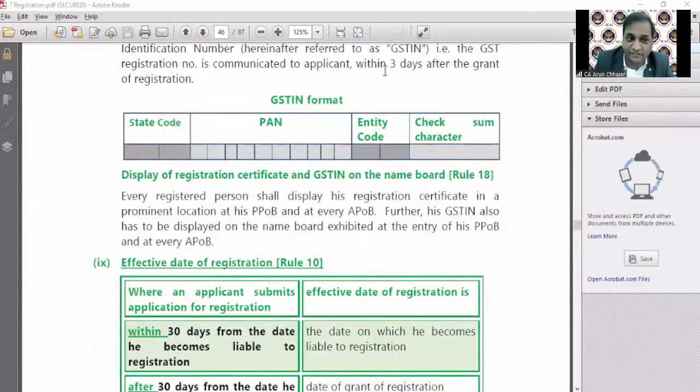The GST number is 15 digits, as we have discussed. The state code is the first 2 digits, like Delhi 07, 08 I think for Rajasthan, 06 for Haryana, 09 for UP, something like that. Then the PAN number of 10 digits, the entity code and the checksum digit. The entity code represents the number of the registration, and the checksum is generated by default by the system.